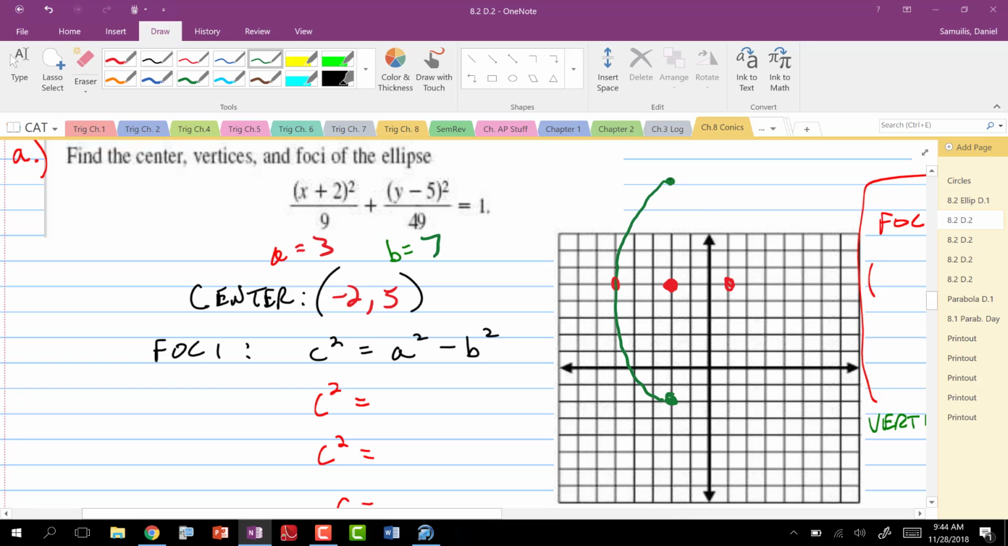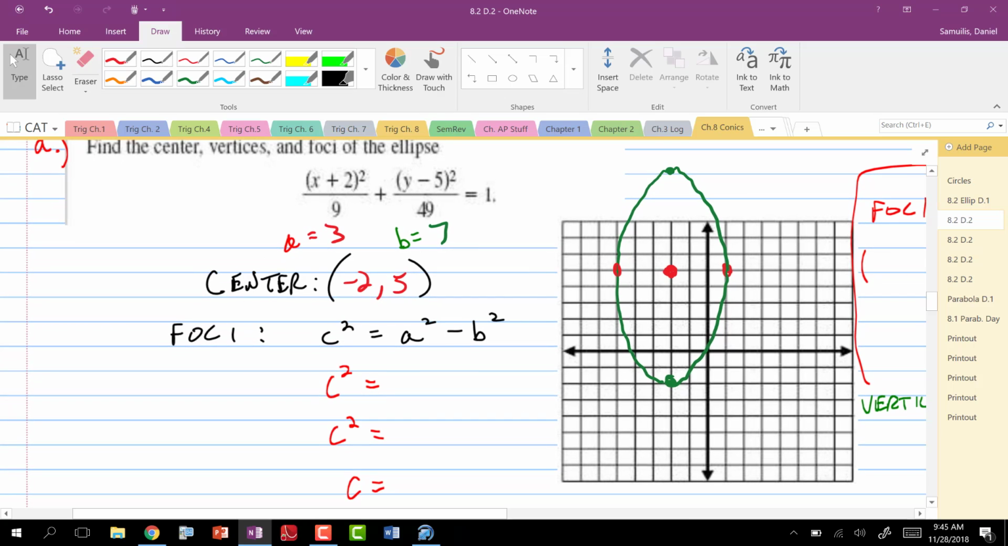I think it's a good idea, because where do the foci belong? They belong up, up, up, up, up, and down. So I'm not really doing a good job on this.